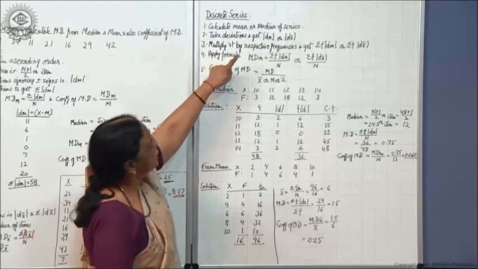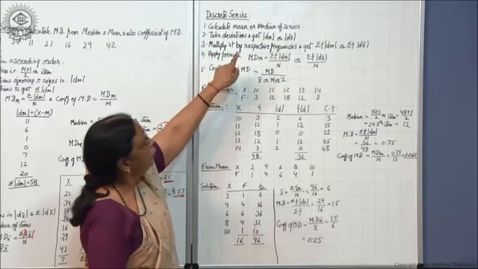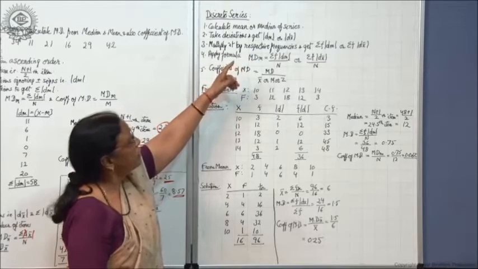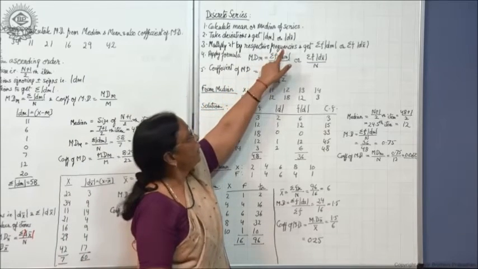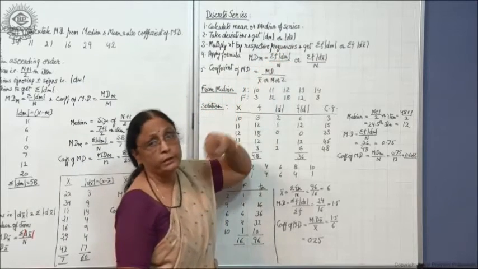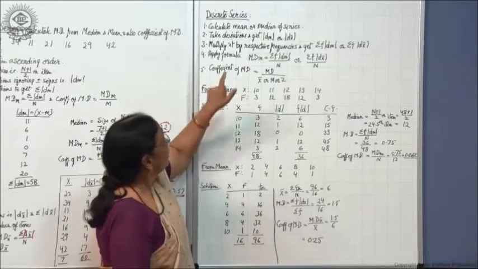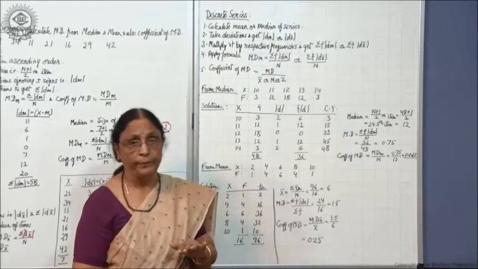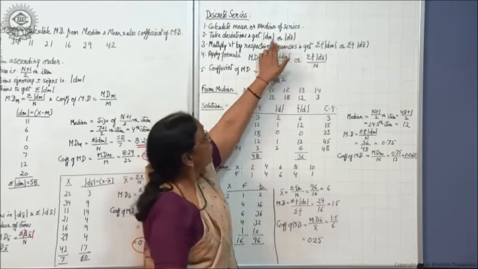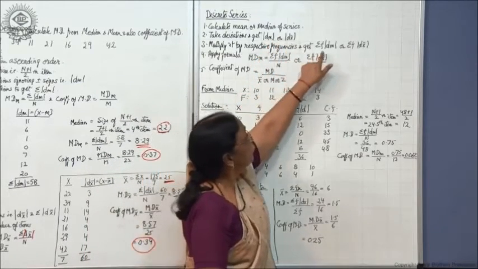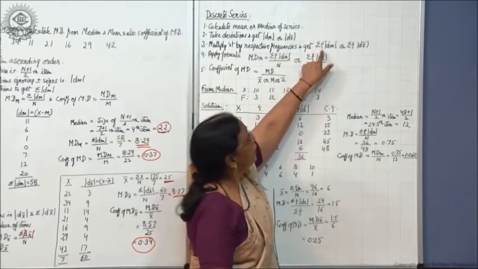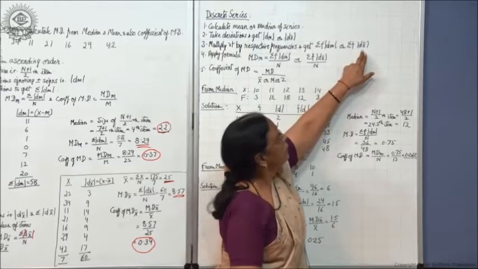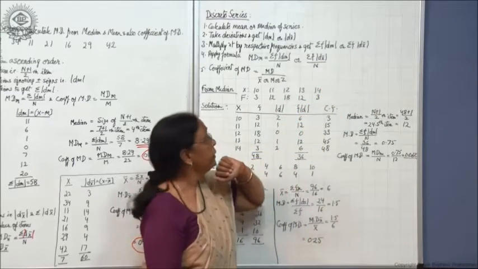Third, take deviations and get dm. If you are calculating from the median, you will write down |dm|. If you are taking the average as the arithmetic mean, you will write down |dx bar|. Then multiply by the respective frequencies. In the case of discrete series, frequencies are given. So multiply |dm| by the frequencies and get sigma f dm or sigma f dx bar.